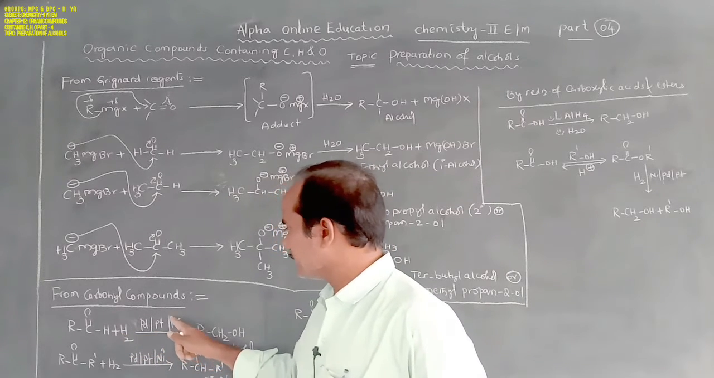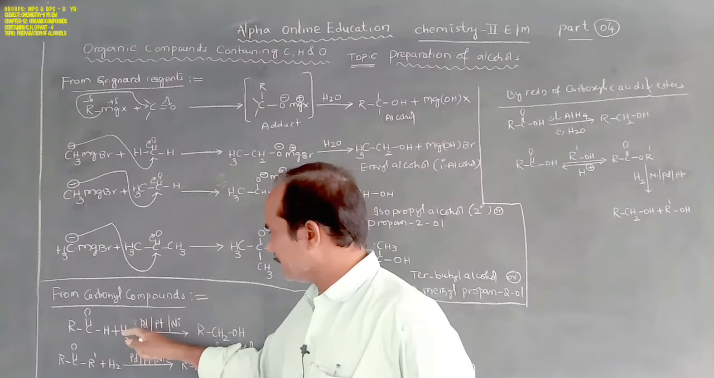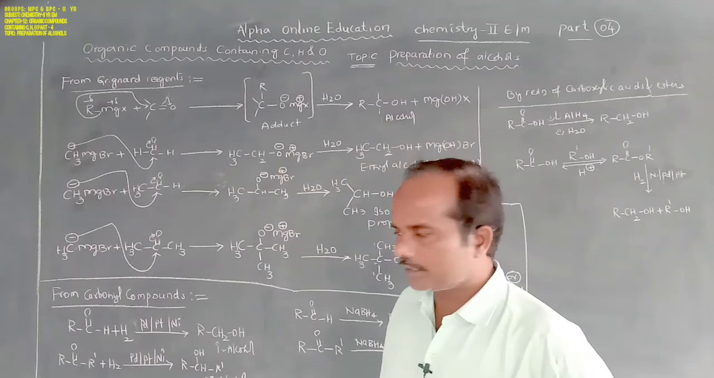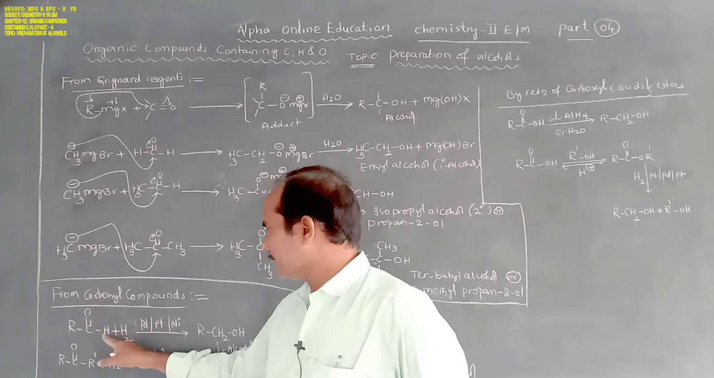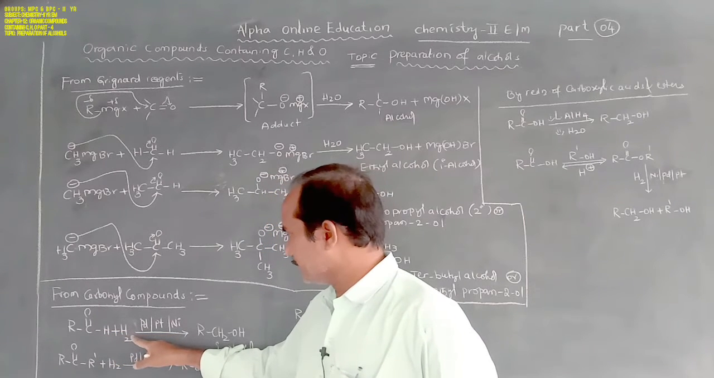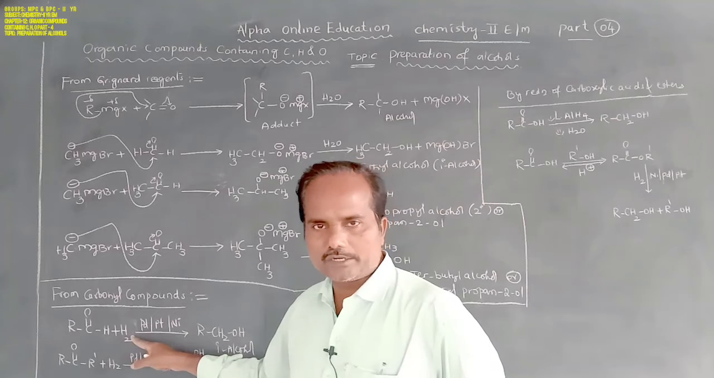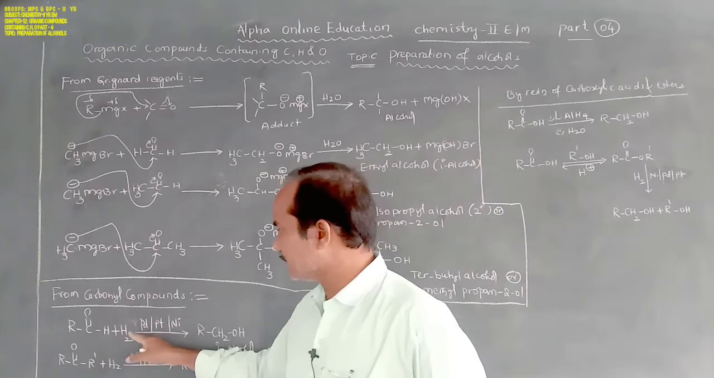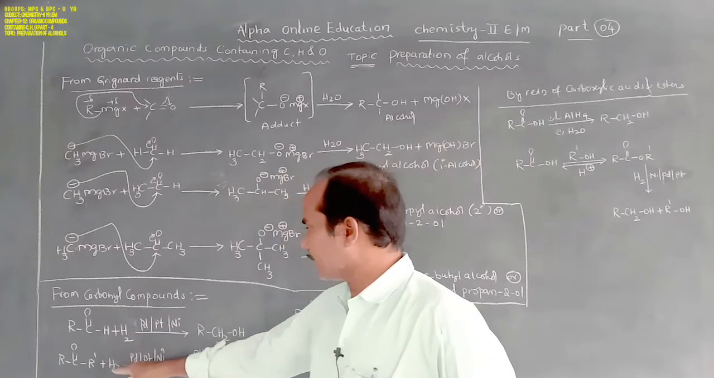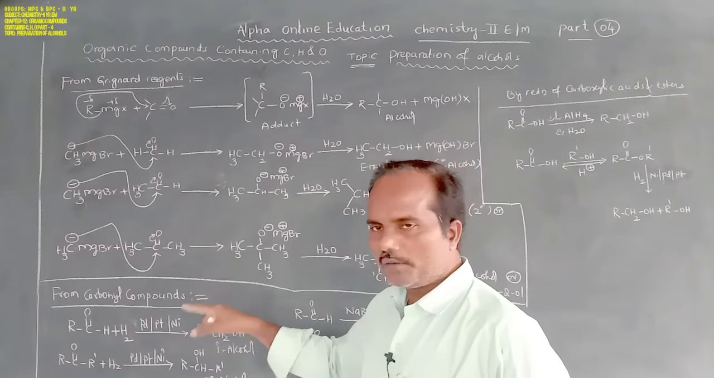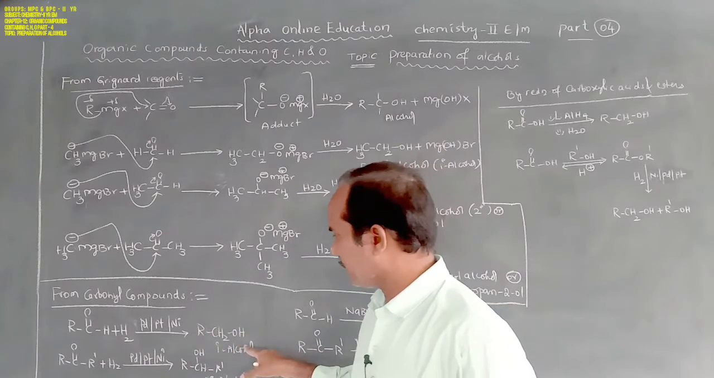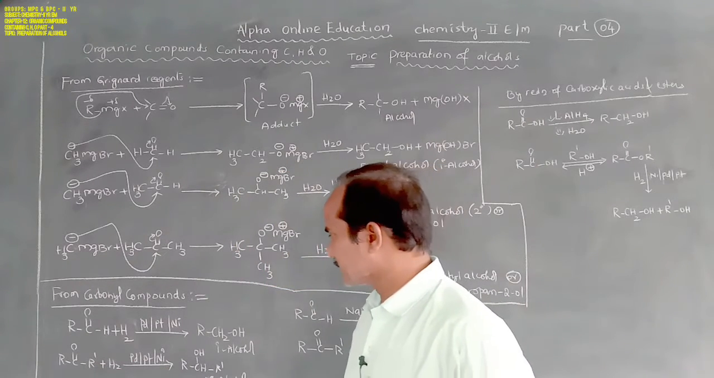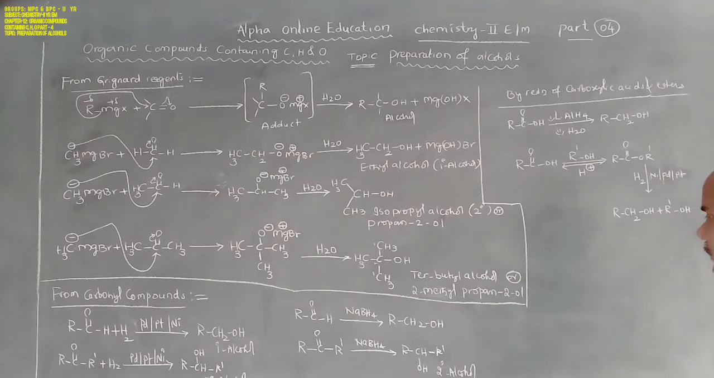In the presence of these metallic catalysts, hydrogen interacts with the carbonyl compounds and forms the respective alcohols. Catalytic hydrogenation means adding hydrogen in the presence of a catalyst. In the presence of catalyst, hydrogen is added to the carbonyl compounds. If the carbonyl compound is an aldehyde, a primary alcohol is formed. If the carbonyl compound is a ketone, then a secondary alcohol is formed.